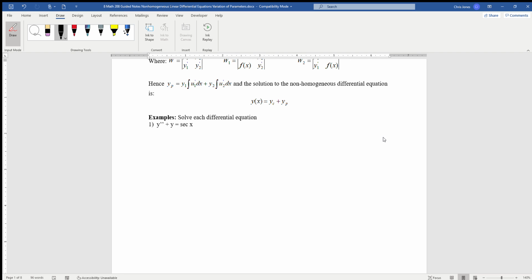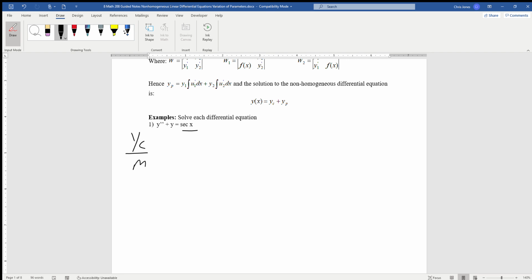So y double prime plus y is equal to sec x. We don't really have a guess for sec x other than a sec x. When we start finding derivatives of sec x, it starts becoming really ugly because we know the derivative of secant is secant tangent, and then from there we're going to have to use a product rule. So it might be easier to utilize another method, which is this variation of parameters method.